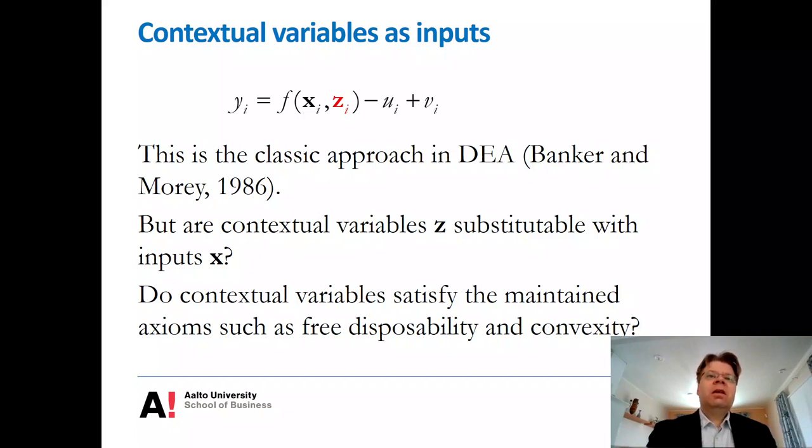But then, of course, in the general case, we might ask: are these Z variables substitutable with inputs? Can we substitute inputs by Z variables? Does the Z variable necessarily increase the output? And perhaps most importantly, in the context of axiomatic DEA, do these Z variables satisfy those axioms like free disposability and convexity? Especially this convexity axiom came into question later in the DEA literature. So this is not really so commonly used nowadays, even in the DEA literature.